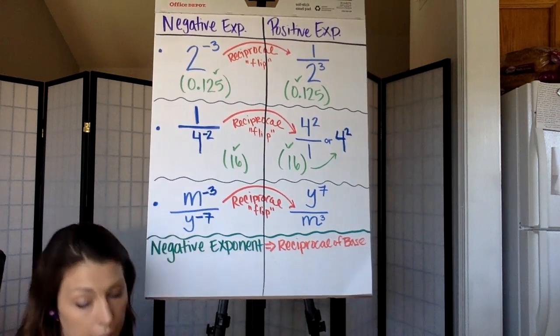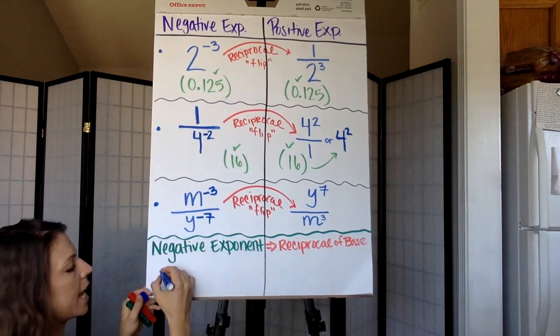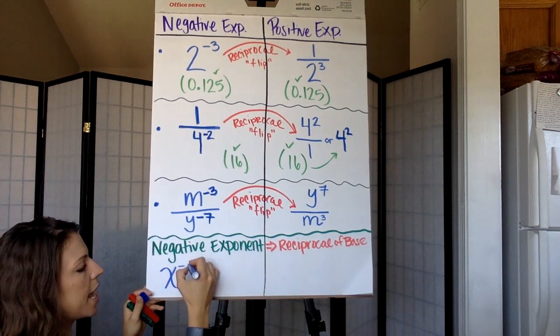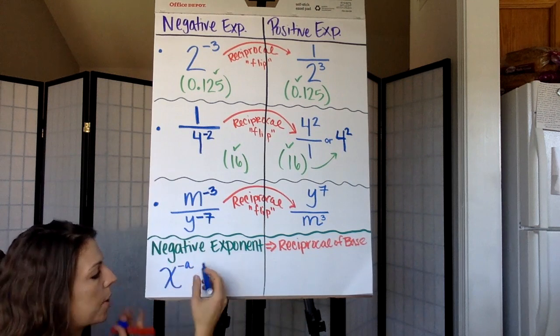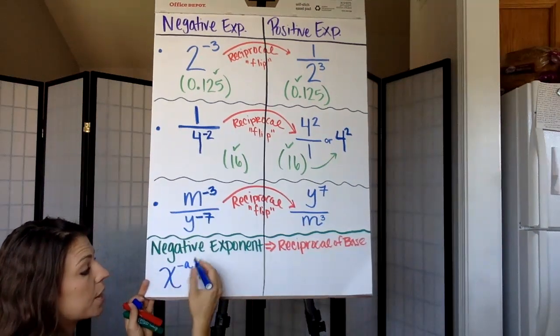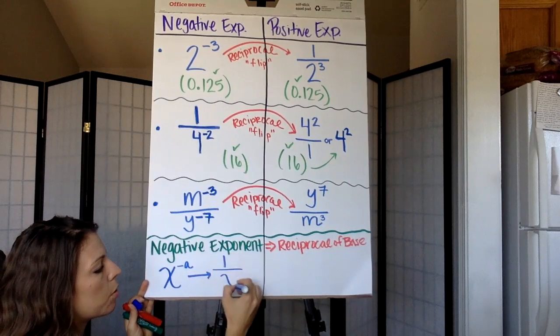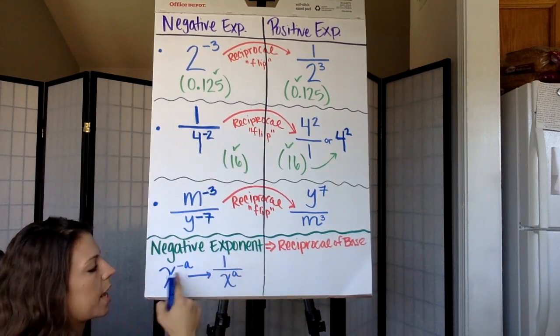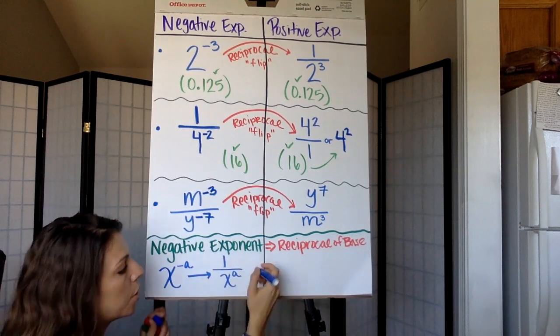Okay, so what does that look like? Well, if we have something like x to the negative a, right? No, we don't want that negative exponent. This is currently in the numerator, so we would put it in the denominator. That would be 1 over x to the positive a. So it just flips. Since it's in the numerator, it flips to the denominator.